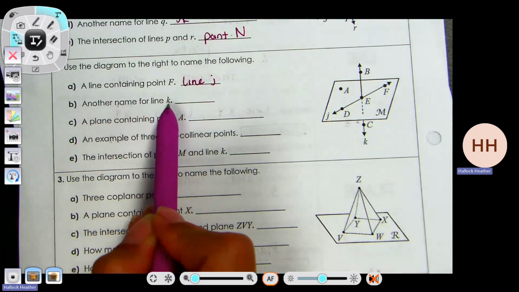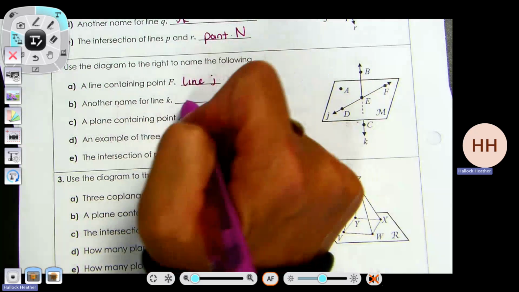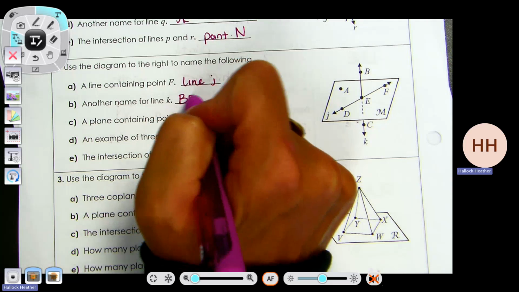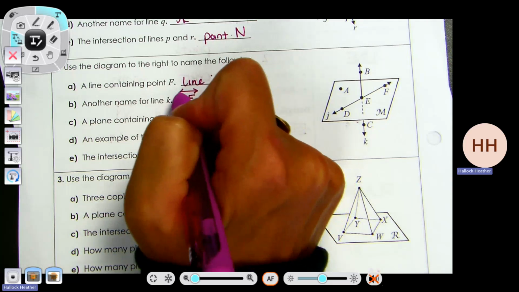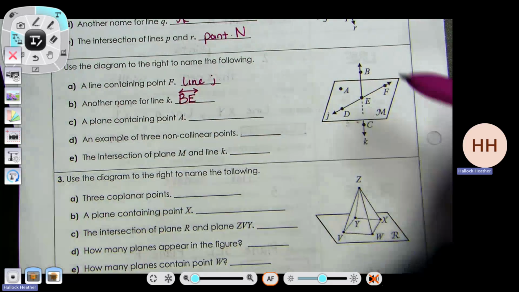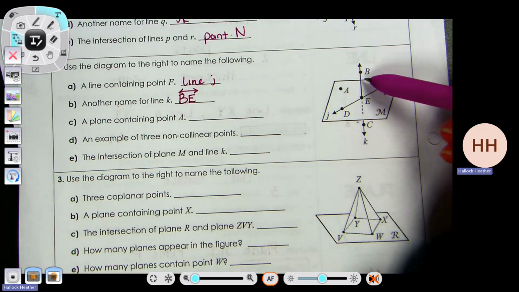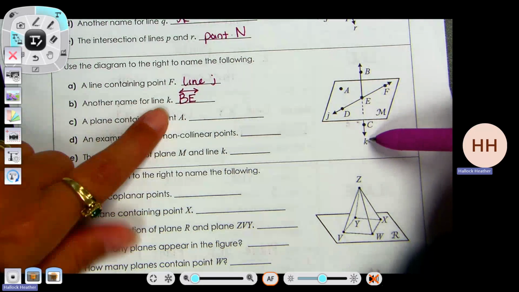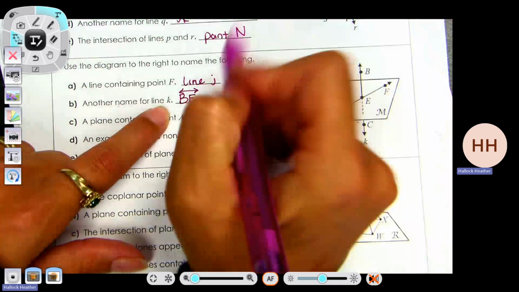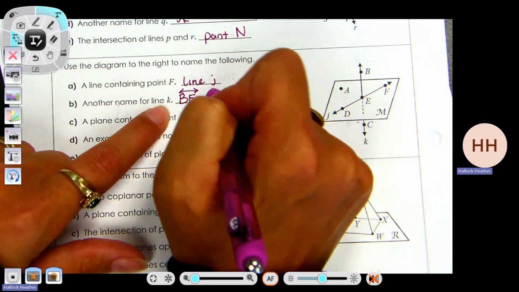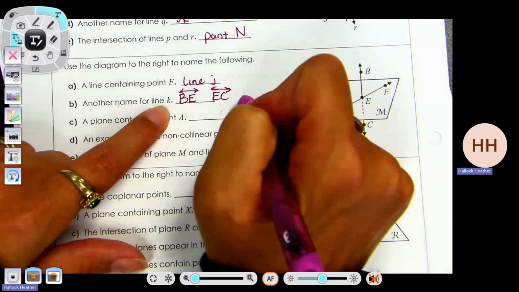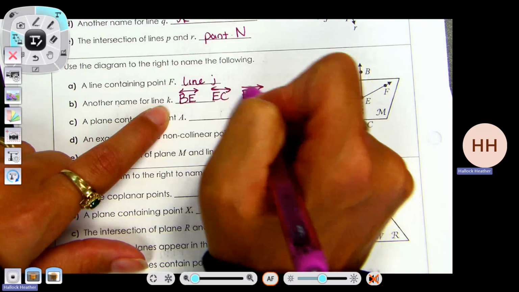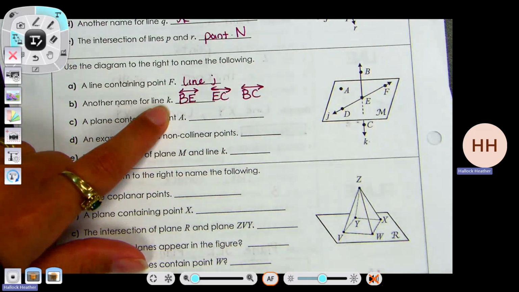Another name for line K. So you could say line BE, but you have to use two letters. The only one that you can use a single letter of is the one that is not a point. So B is a point, E is a point, C is a point. K is not a point, so it's saying use something else other than K. So you could say BE, you could say EC, you could say BC, or you could write out the word line and then use those same letter combinations, obviously backwards as well.